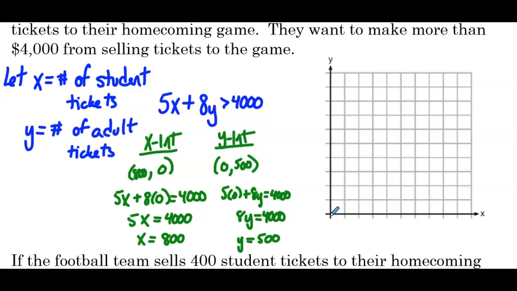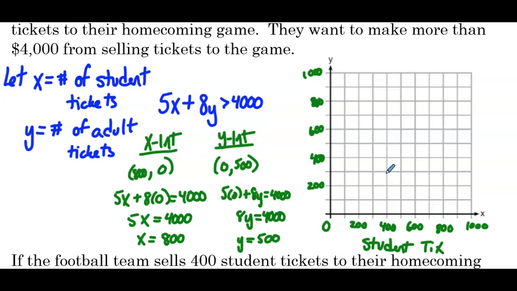So I think we should scale each box by 100. So this would be 100 and then 200, 300 and then 400, 500, 600, 700, 800, 900, and 1,000. And the same thing on the y-axis. 200, 400, 600, 800, and 1,000. Okay, so x-axis is the student tickets. The y-axis is the adult tickets.